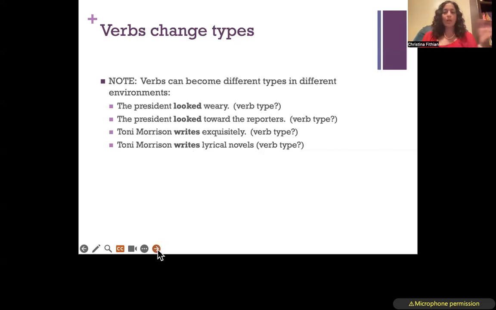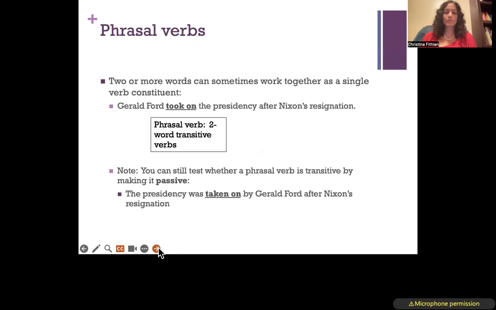So again, the verb itself does not have a type when it's in isolation, right? You can't necessarily say, well, writes in some contexts is going to be a VI, so I'm just going to always label it a VI. No, we have to always look at the sentence context to know the verb type, just as we did with parts of speech.